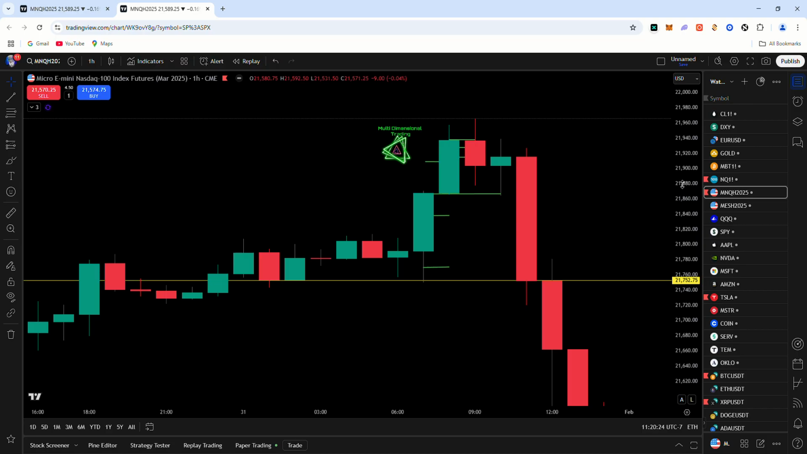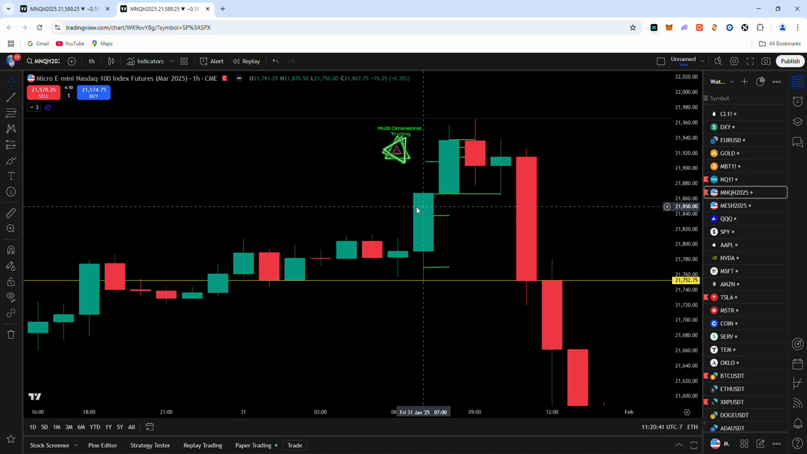What we're going to get into today is how to go with the trend, how to go with the flow of the market. That is rule number 1: how to go with the flow of that market. Don't go against the grain, go with the flow of the market.